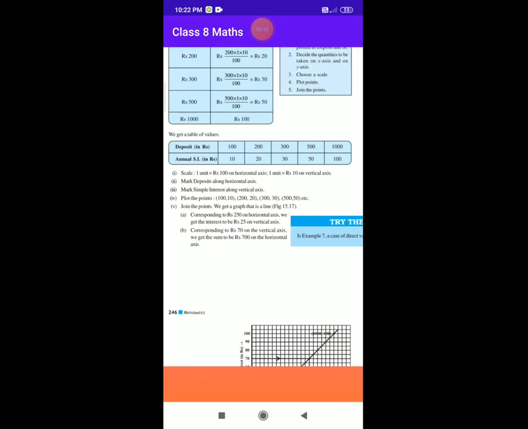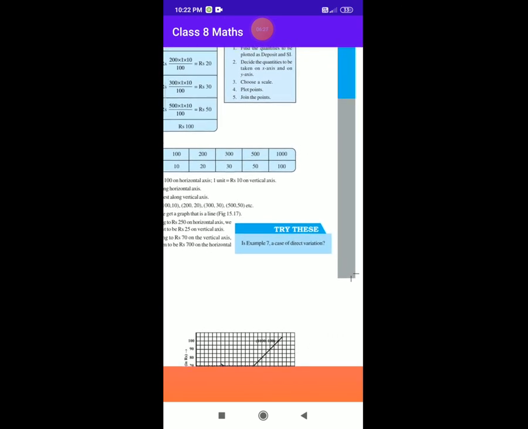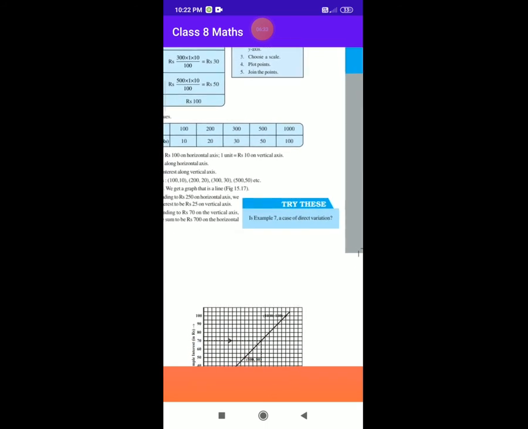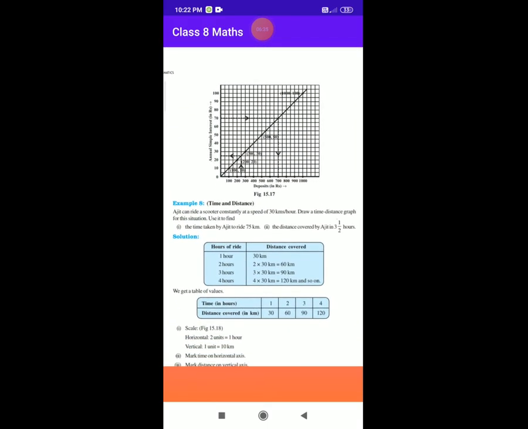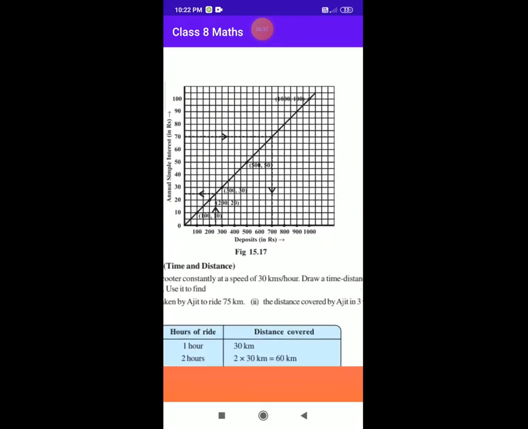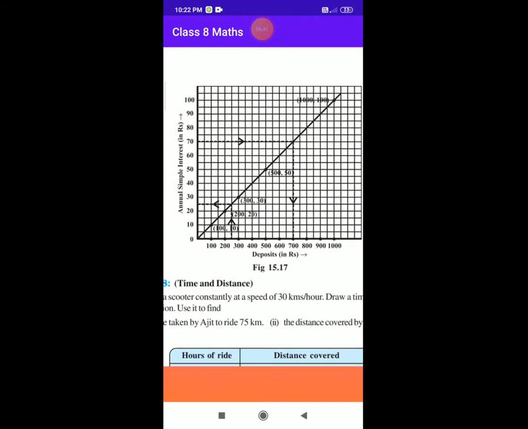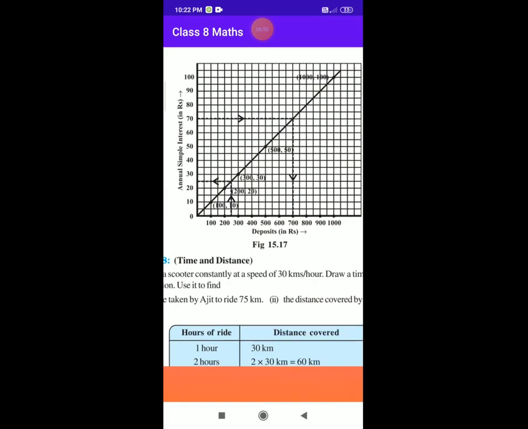Corresponding to rupees 250 on horizontal axis, we get the interest to be rupees 25 on vertical axis. And corresponding to rupees 70 on the vertical axis, we get the sum of rupees 700 on the horizontal axis. इस एग्जाम्पल 7 अ केस ऑफ द डायरेक्ट वेरिएशन. इस बात को तलाश कीजिए. अभी जो हम डिस्कस कर रहे थे ये रहा इसका प्लॉटिंग के साथ पूरा ग्राफ आपके स्क्रीन पर. डिपॉजिट इन रुपीज़ रिप्रेजेंट इन एक्स एक्सिस एंड एनुअल सिंपल इंटरेस्ट इन रुपीज़ रिप्रेजेंट इन द वाई एक्सिस.